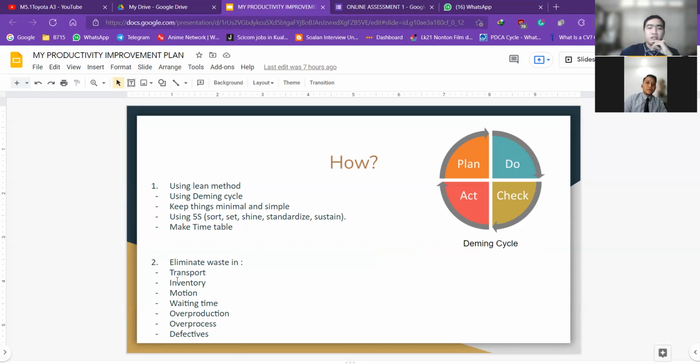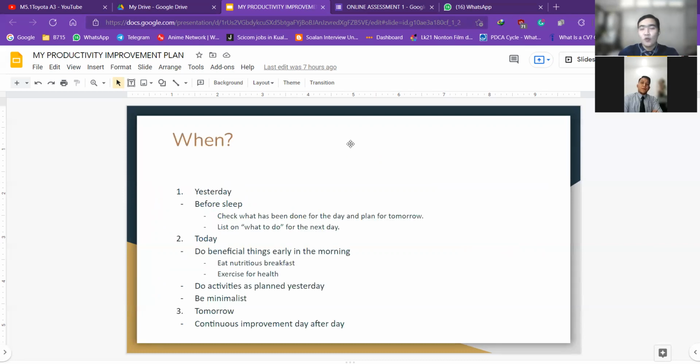Okay, so first of all, I must eliminate waste in the processes I'm doing, whether I'm on the job or in my own daily life. The wastes are transport, inventory, motion, waiting time, overproduction, overprocessing, and defects. So by eliminating all waste in these categories, I can keep things going much more smoothly and do greatly.